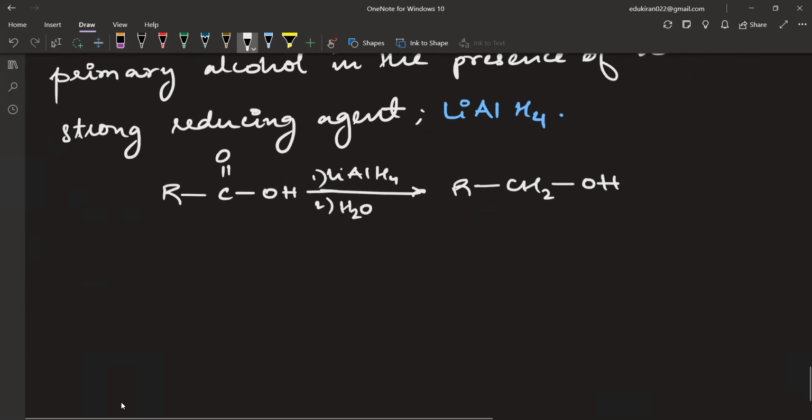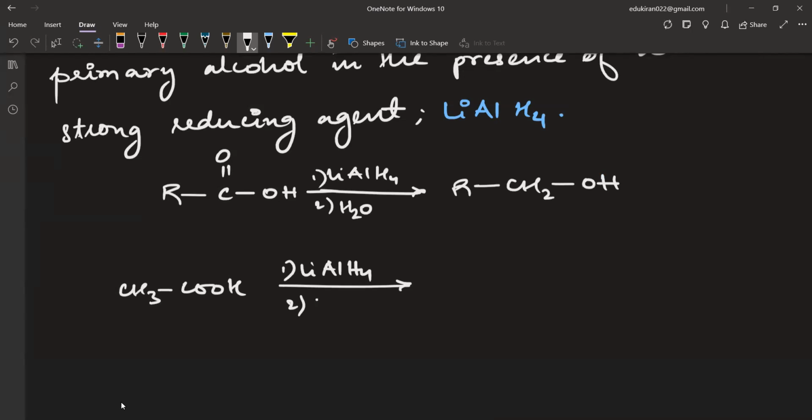RCH2OH. Next, if you have, let us say, for example, CH3COOH, you only use lithium aluminium hydride, nothing else. I will be getting CH3CH2OH. So what is happening here? The COOH is getting converted into CH2OH. So wherever you see C double bond O and OH, you will convert it to CH2OH.